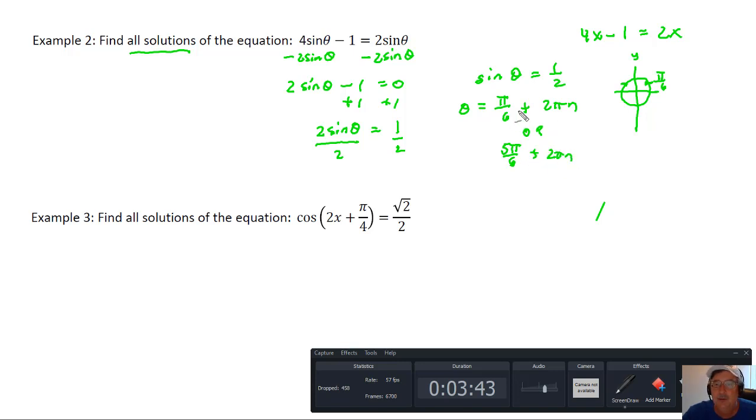Now again, you plug pi over 6 in the original equation, and this will check, as will 5 pi over 6. Just like when you were solving equations in algebra, I always encourage my students to make sure you plug in and those answers make sense to you.